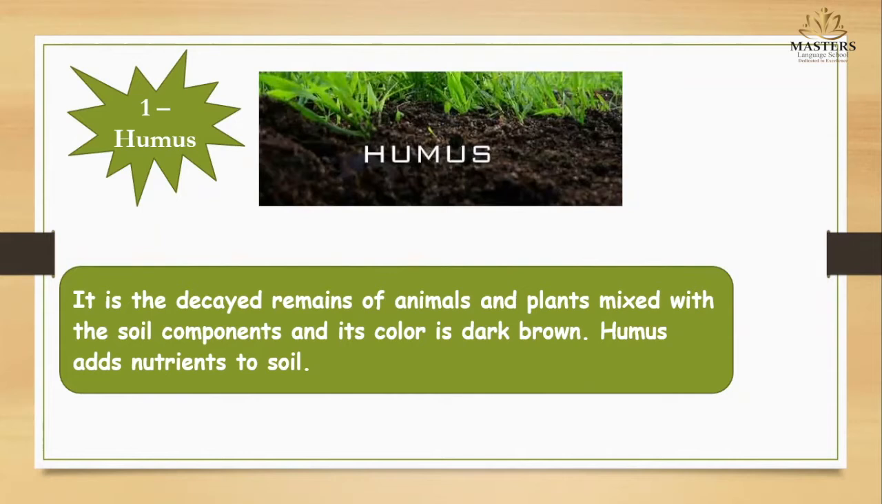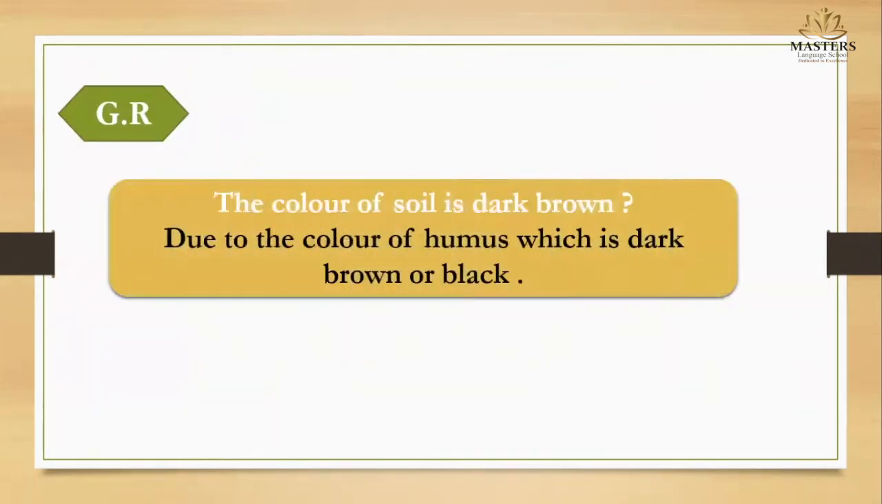Animals and plants of the environment affect the composition of the soil. Now we have an important reason why the color of the soil is dark brown: it is due to the color of the humus, which is dark brown or black.